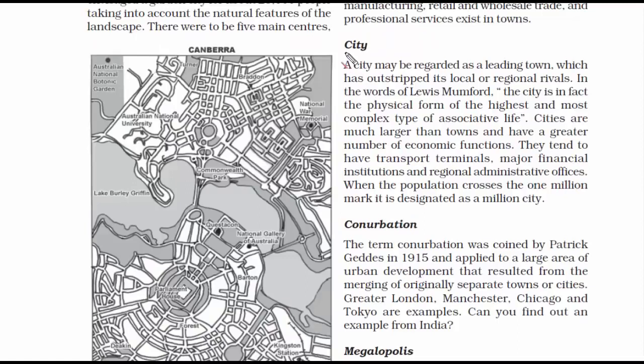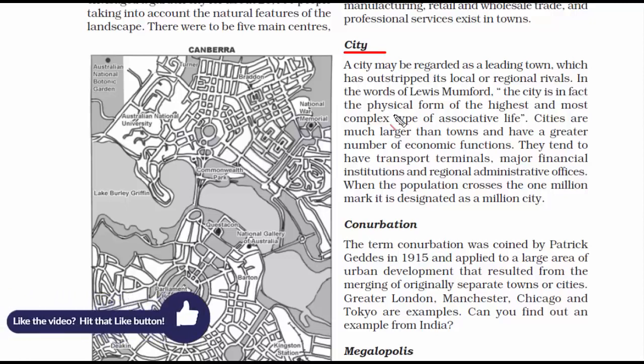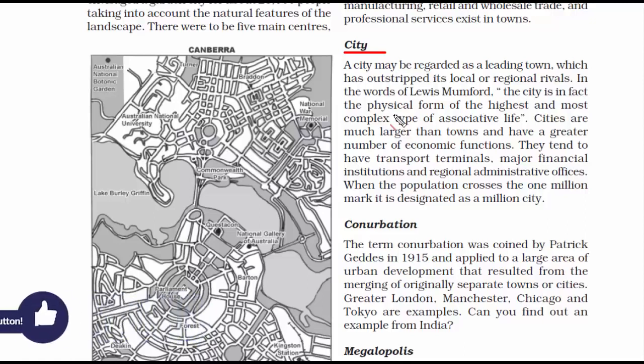The second one is city. Cities are much larger than towns and have a greater number of economic functions. You will have bigger functions like an airport, railway stations, then major administrative offices like the municipality, income tax department, then big colleges, bank headquarters, etc. These all exist in a city and thus increase its complexity in terms of giving services. Now, you and I reside in a town or a city. I want you to remember this. We know the name of the city or town where we live.